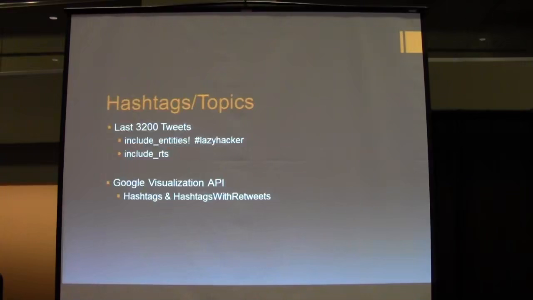So again, last 3,200 tweets, include entities. Again, where I said Twitter will parse all this for you, this is just awesome. They parse it all, you pull it out in the JSON object, you're good to go, you have a list. Again, it's hashtag lazy hacker. Not going to do the work if I don't have to. Include retweets, and I have a slide where I didn't include the retweets, and there's not a lot of information there, because the person actually didn't tweet a lot himself. He retweeted a lot of information. So if you include retweets, this gets a lot more interesting.